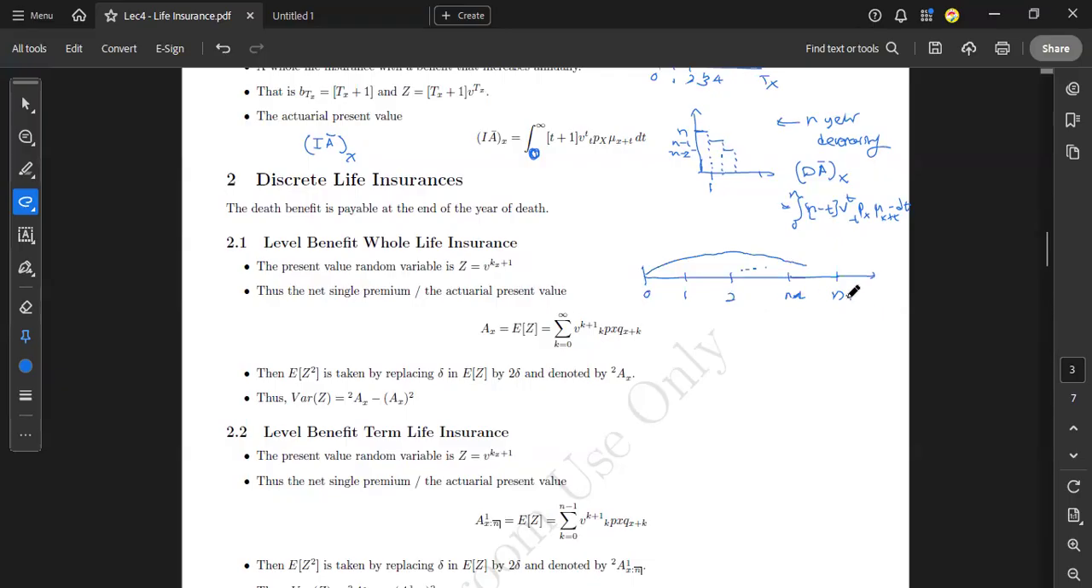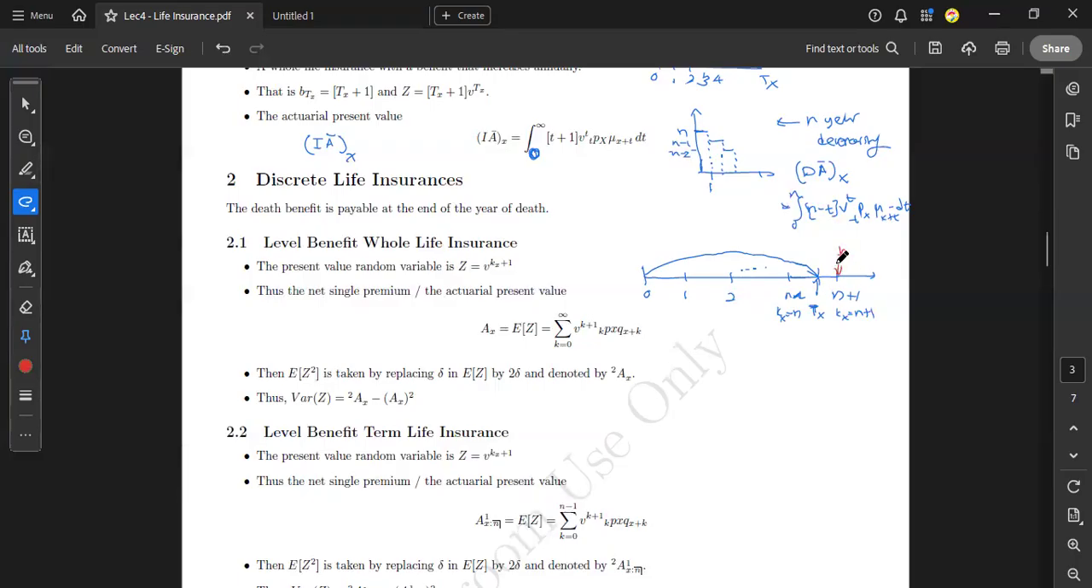Let's say this is n and n plus 1 up to this point. So the death occurs in here. That means Tx. So the value of Kx is n because the integer value of it. The Tx is n point something. So the integer value of Tx is n. So the value of Kx at this point is x plus n. That means if the benefits are paid at the end of each year for a death occurs within that year, the benefit is being paid at this moment.